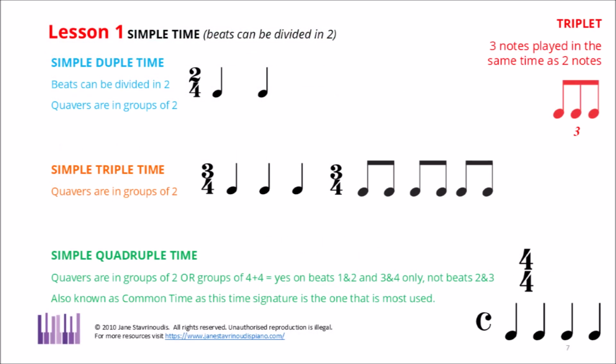If the top number is a 2, then there will be 2 beats in each bar. If the top number is a 3, then there will be 3 beats in each bar. If the top number is a 4, then there will be 4 beats in each bar. If there is a triplet, then all 3 quavers are played in the same time as 2 quavers, and this is a hint that you are in simple time.